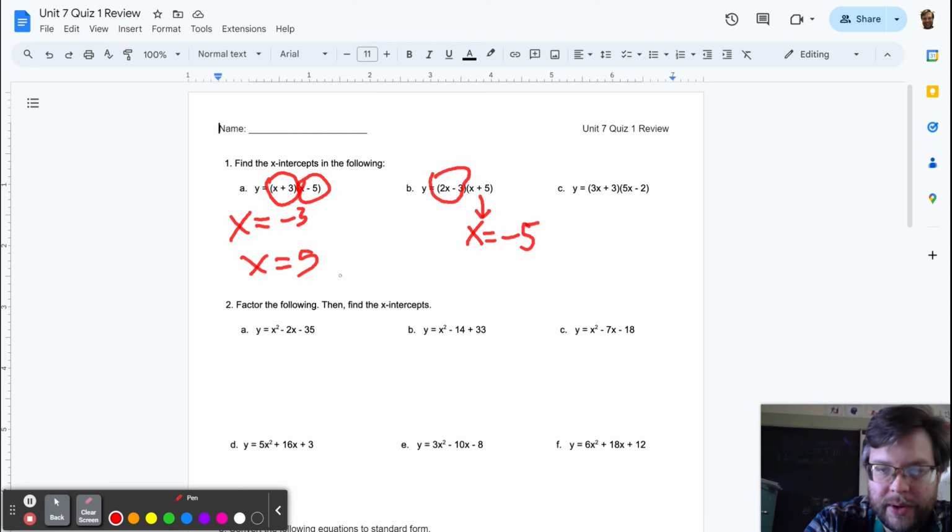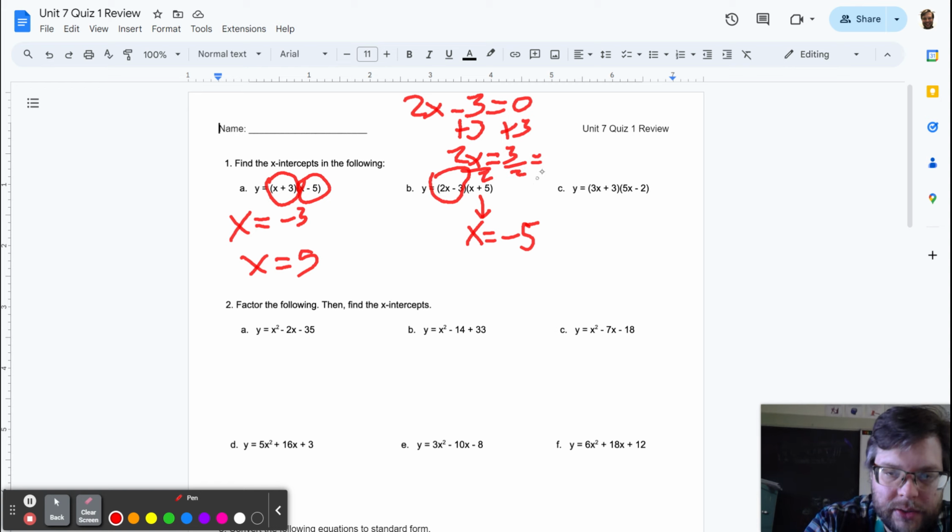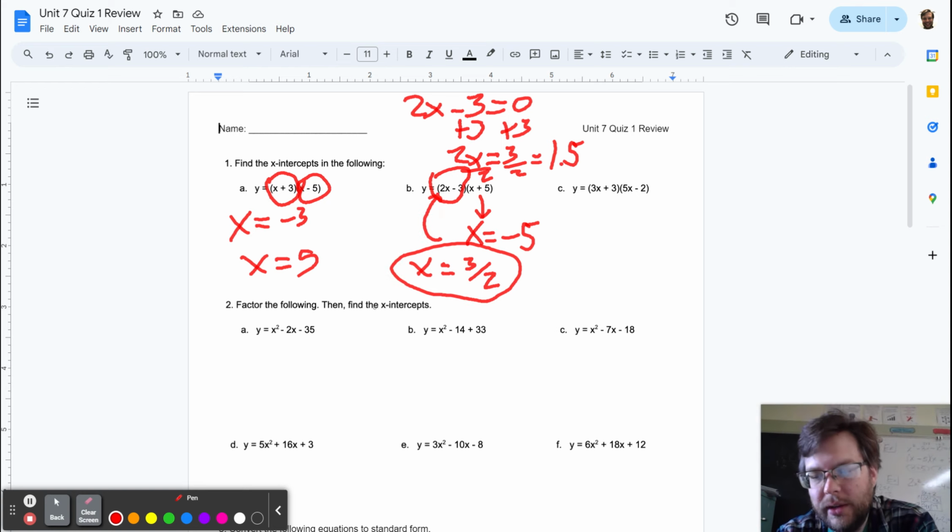The answer is 1.5. And the reason is if you do 2x minus 3 equals 0, you add 3 to both sides, and then you divide by 2. 3 divided by 2 is 1.5. I actually, though, prefer the answer 3 over 2 because you can see where the 2 and the 3 came from when you look at the original factored form.